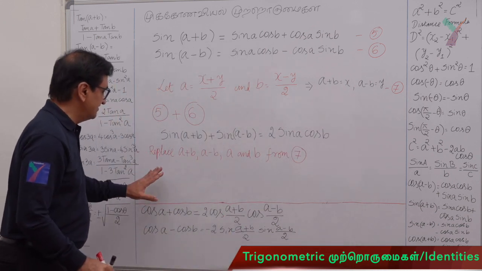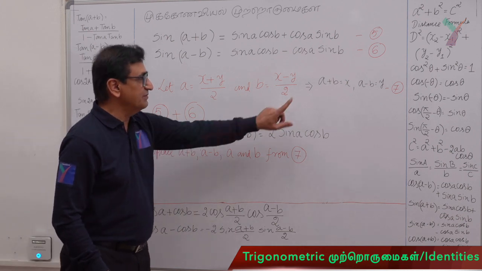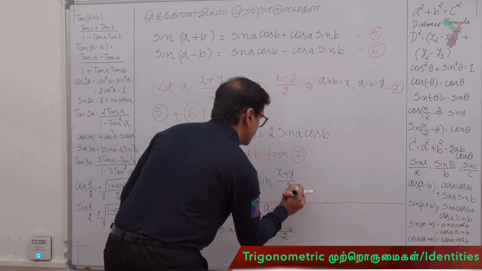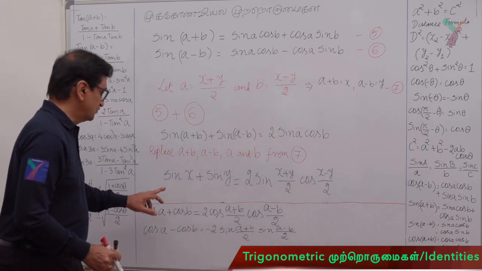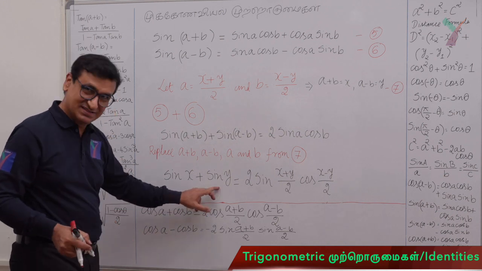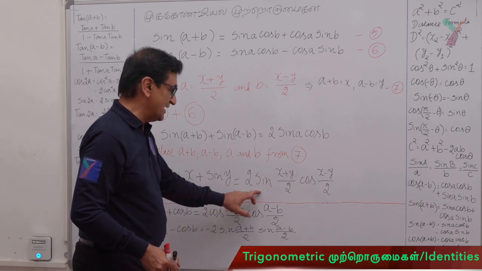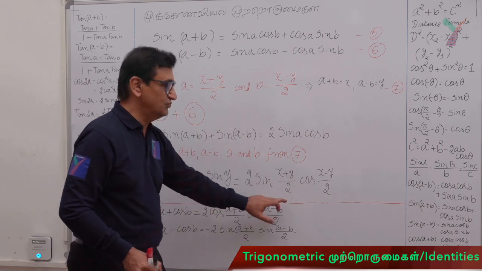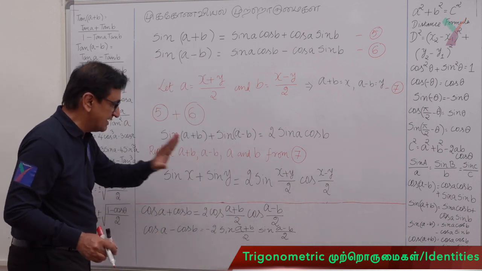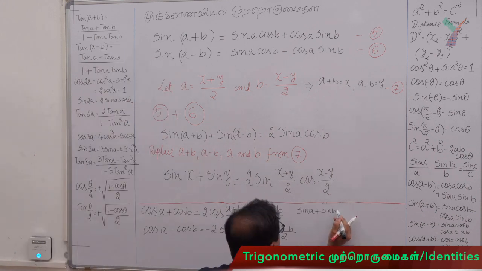Again, replace a plus b, a minus b, a and b from equation number 7. So sin x plus sin y, I can write as sin a plus sin b. So sin a plus sin b equals 2 times sin (a plus b) by 2 cos (a minus b) by 2. Simple. So I have the sum to product formula for sin.